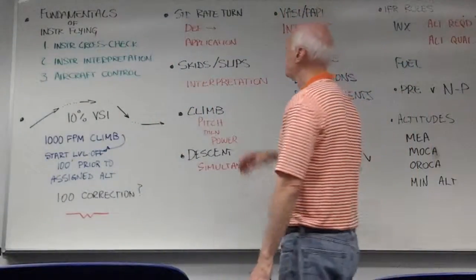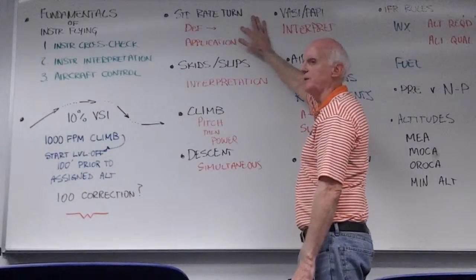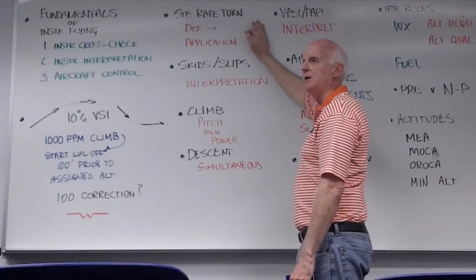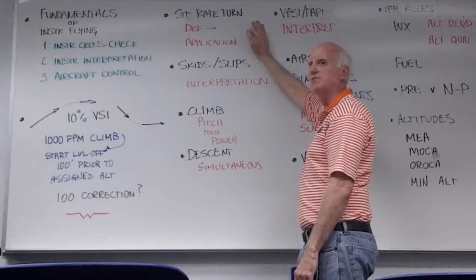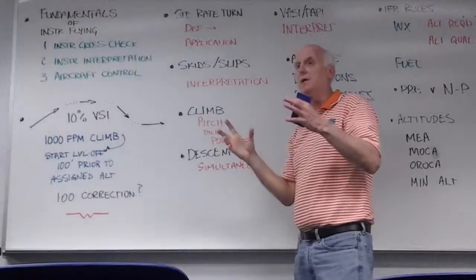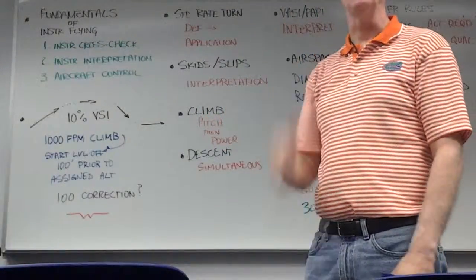That makes sense? You need to be able to know the definition of standard rate turn. We've talked about that in the past. But you need to be able to apply it too. So application means, like, you have to turn 40 degrees. How many seconds of standard rate turn do you need to do to get there? Because literally, if you lost your ADI and whatever, that's what you'd have to do. You'd have to time turns.